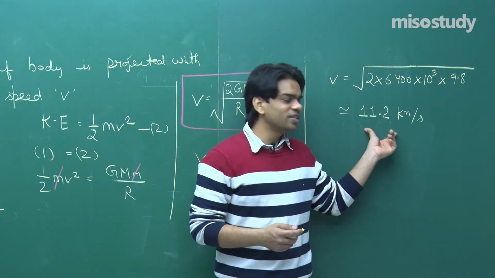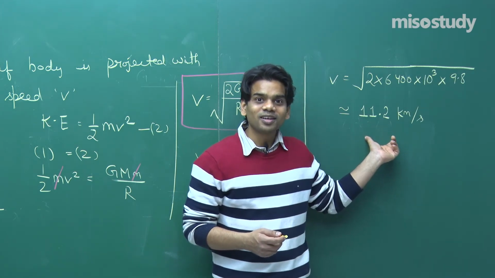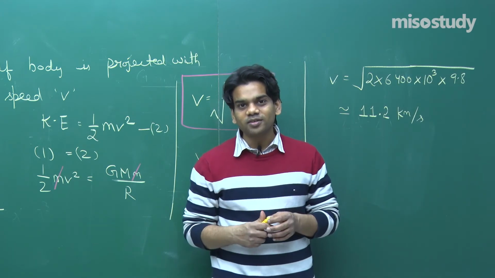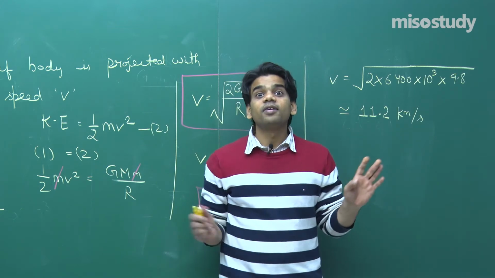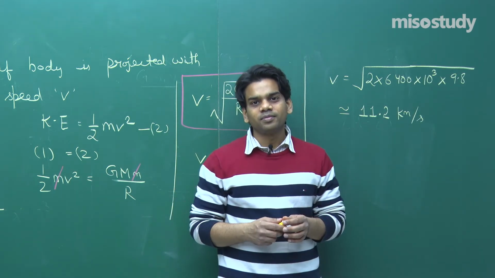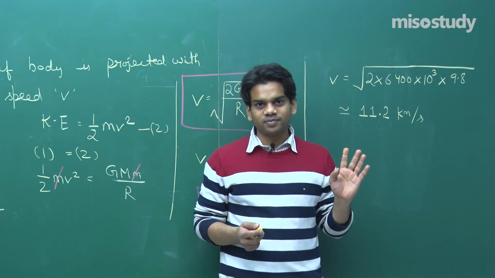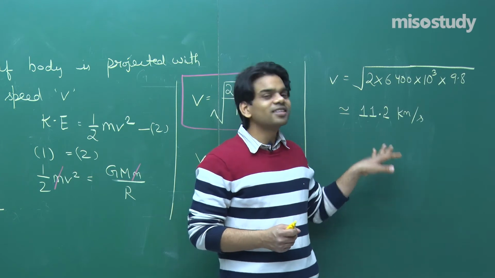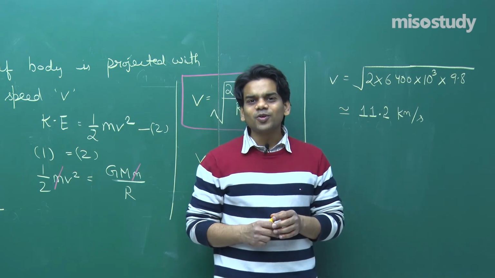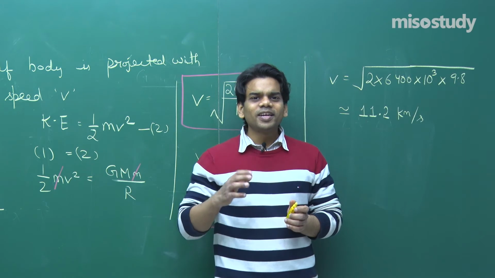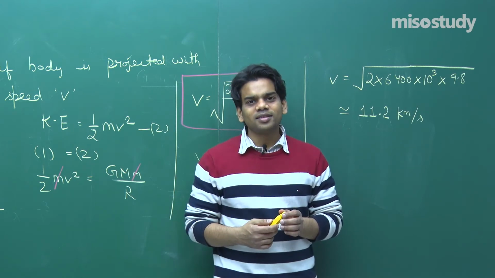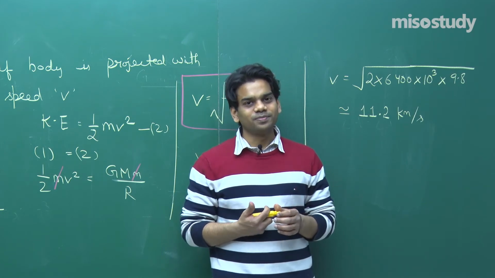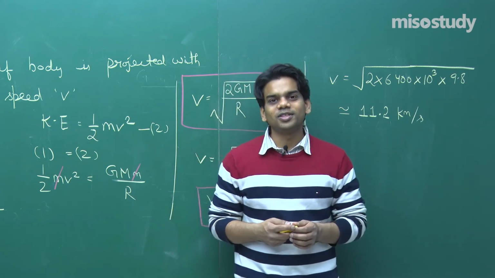Can you imagine what speed this is? 11.2 km per second. This is a very large speed. And if you project a body with this much speed, it will never come back to the Earth's surface. Now this is an ideal case we have taken. Although if you throw a body with a speed lesser than this speed, then also it will not come back, because it will reach into the gravitational field of some other planet, and that planet will exert a force on it, and hence it will leave the Earth's gravitational field. This is the escape velocity for the Earth's surface.